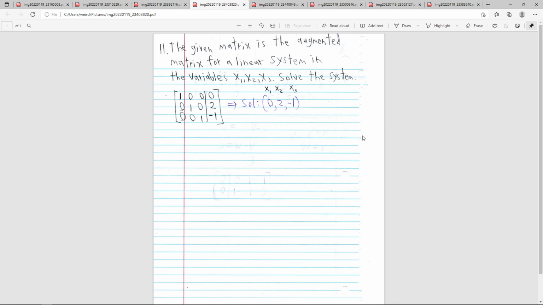So we'll skip around a little and get to this. The given matrix is an augmented matrix for a linear system in the variables x1, x2, x3. Solve for it. It's given to you. This is just an example of how it should look if you solve it and get an exact solution. So the solution is 0, 2, and negative 1: x1 equals 0, x2 equals 2, and x3 equals negative 1.